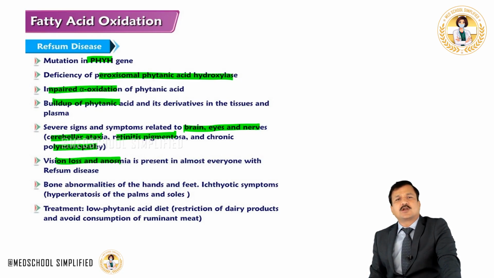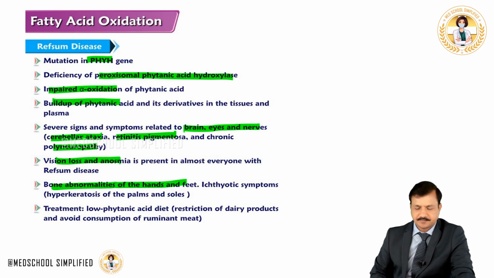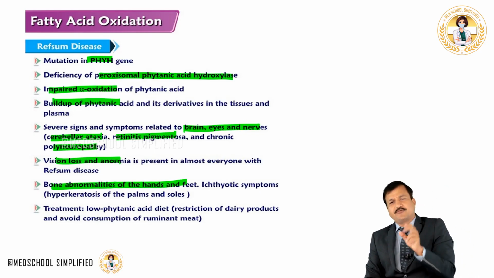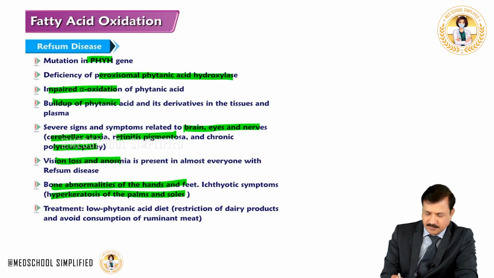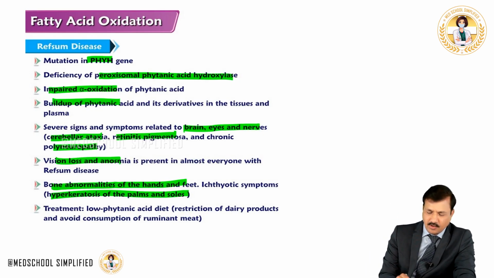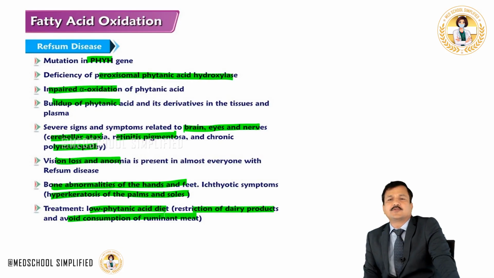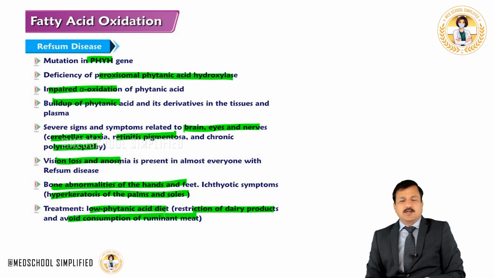And also 1/3 of the Refsum disease patients will show bone abnormalities of hands and feet, and usually it is an additional finger that can be seen in the hands and feet, and also ichthyosis symptoms, especially hyperkeratosis of the palms and soles, can be seen in Refsum disease. Treatment is a low phytanic acid diet, that is restriction of dairy products, and avoiding consumption of ruminant meat, which will avoid entry of ruminant fat into the human body. Okay, so this is all about Refsum disease.